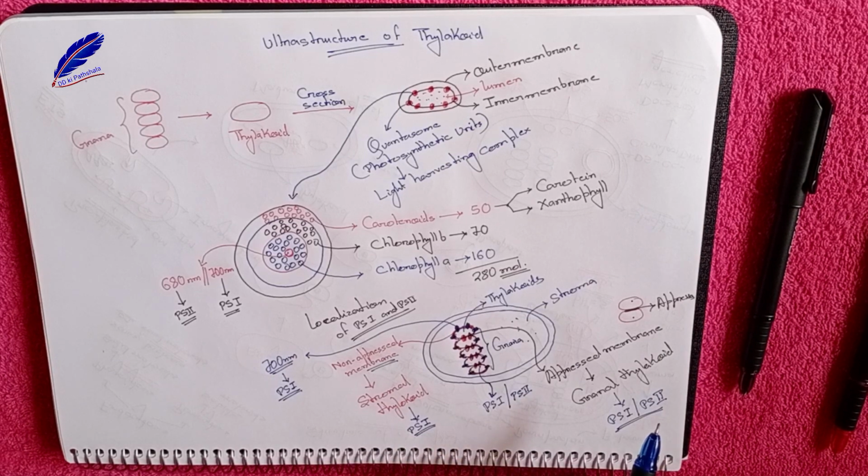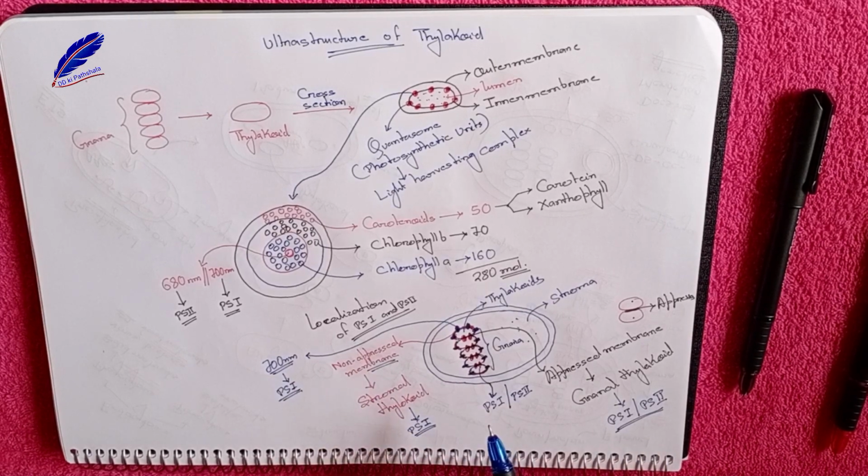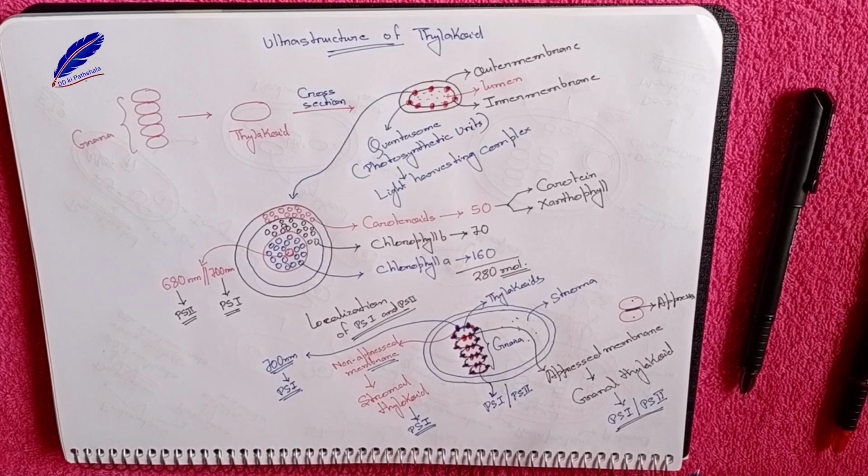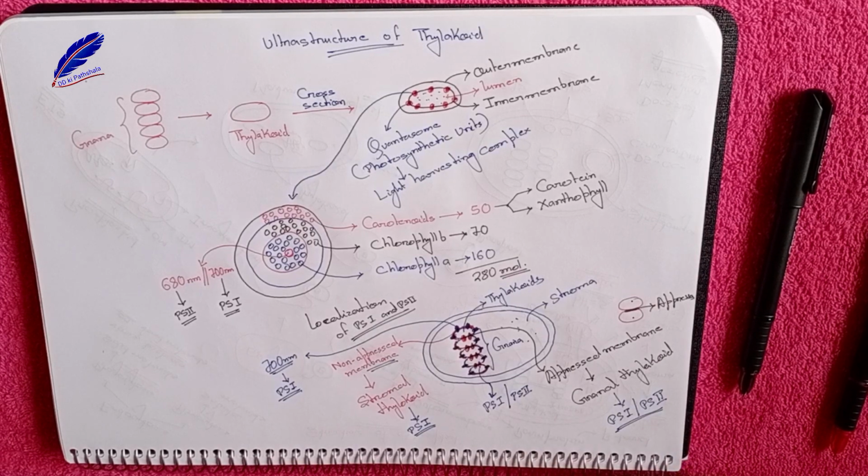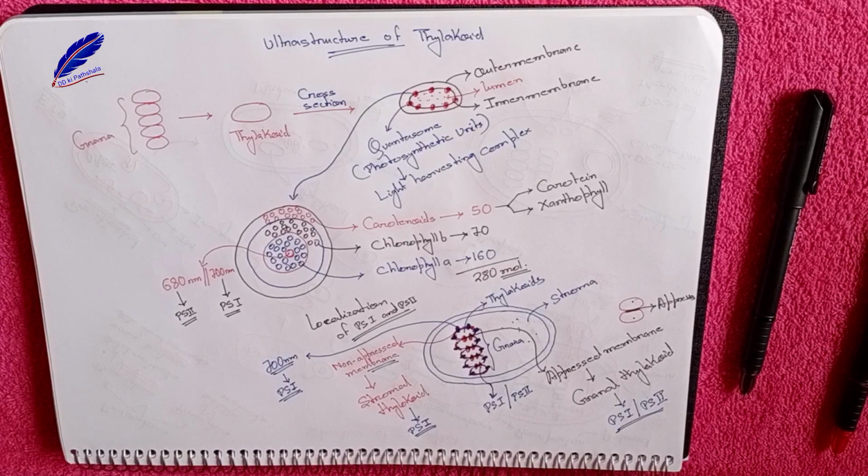And this evolutionary criterion ultimately led to the evolvement of the C4 pathway of photosynthesis that we will study in the later half of the series. So friends, kindly remember that in the non-appressed membrane, the quantasomes bear only PS1, whereas in the appressed membrane, it may be either PS1 or PS2. In the next class, we shall start a new topic. Thank you.